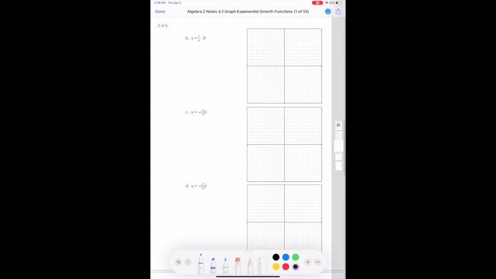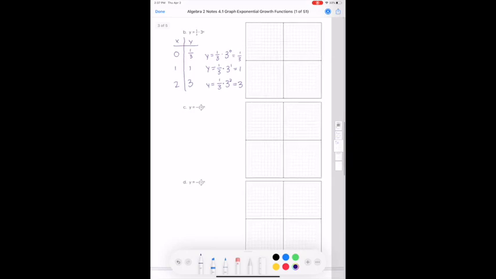Alright, we're going to keep doing this. Just plug and chug. For x, we're plugging in 0, 1, and 2 into that equation. So y equals 1/3 times 3 to the 0 power. 3 to the 0 is 1, so 1/3 times 1 is 1/3. The next one, 1/3 times 3 to the first, is 1/3 times 3, which is 1. And then 1/3 times 3 squared is going to be 1/3 times 9, which is 3.